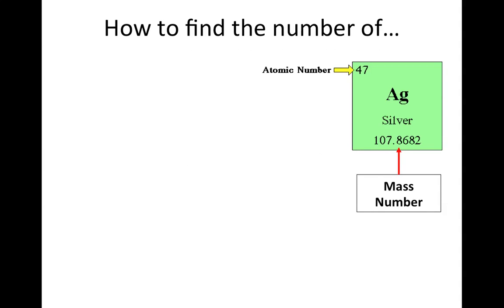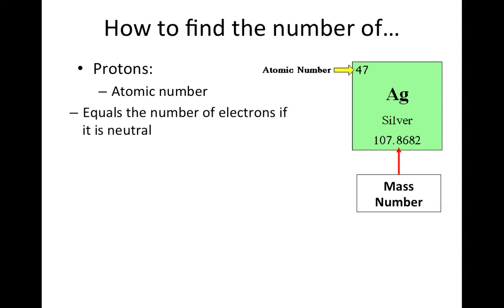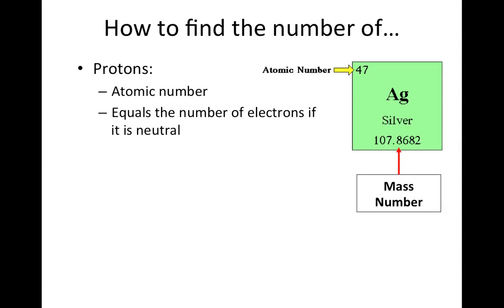So how do we find the number of protons? Well, it's simple. All you do is look at the atomic number. In this case, this is silver, and silver has the atomic number of 47, which means that it has 47 protons. Also, if we're dealing with a neutral atom, it also equals the number of electrons. So in this case, silver has 47 electrons.